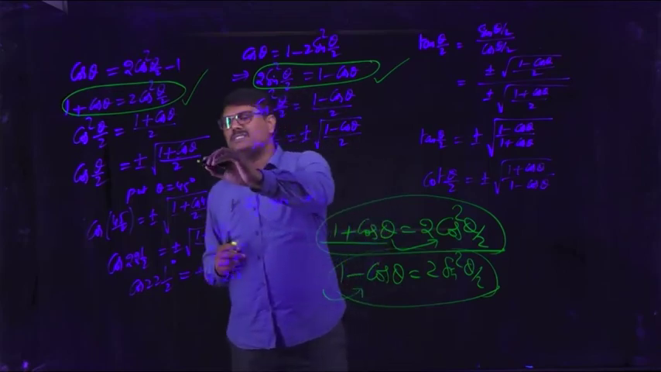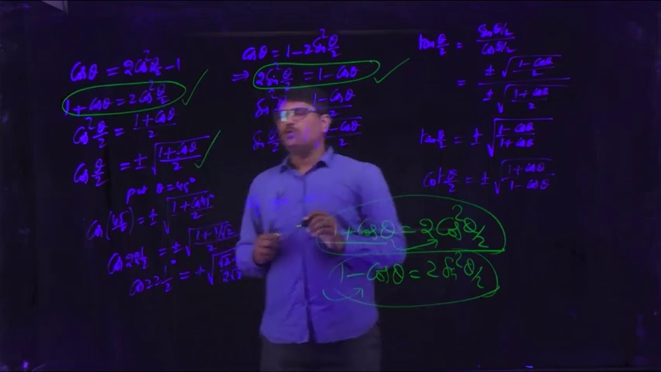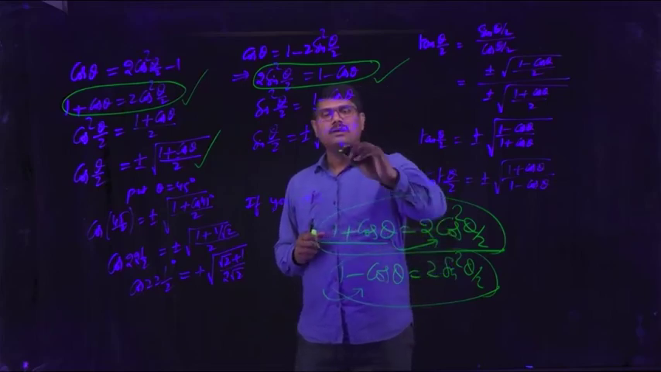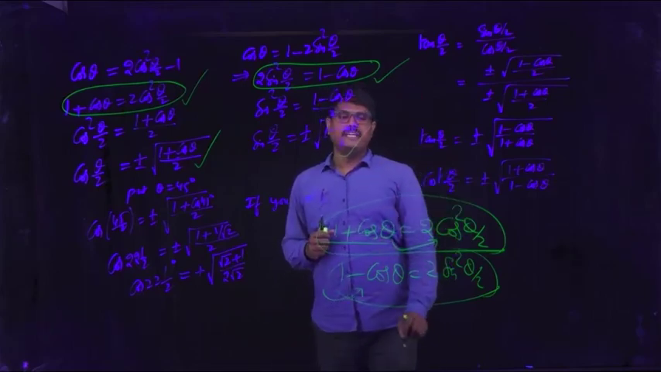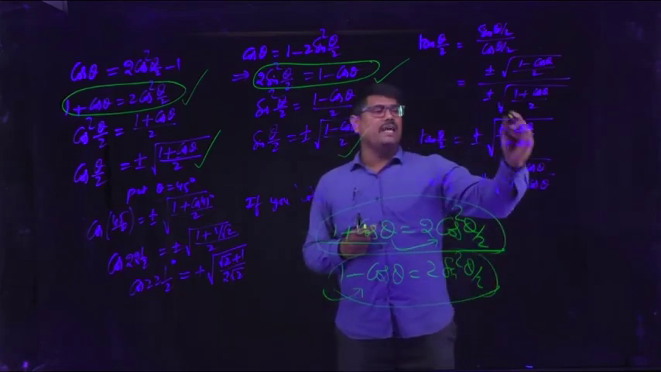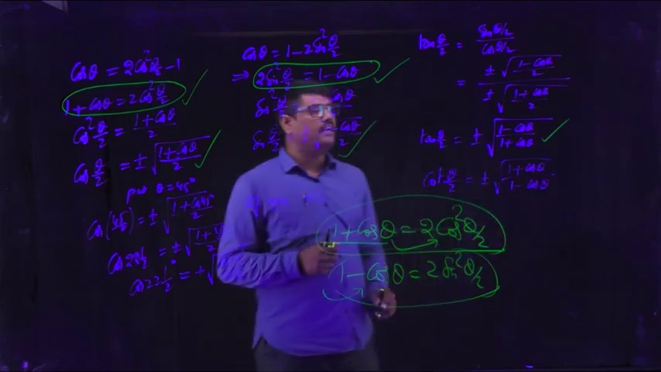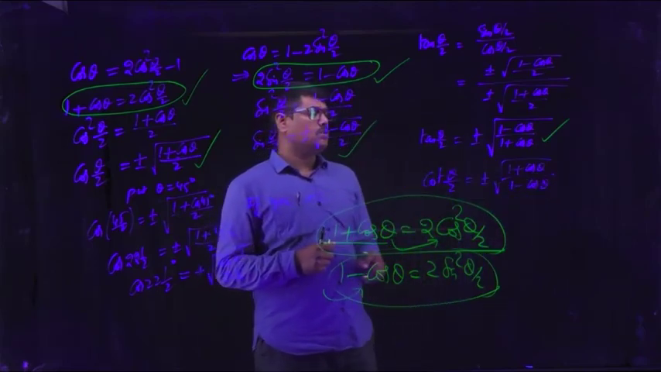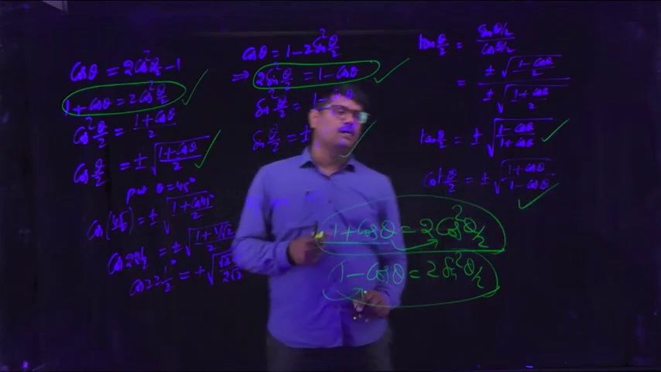Let me explain once again. The cos theta by 2 formula is plus or minus root of 1 plus cos theta all divided by 2. And this is the formula for sin theta by 2, which is root of 1 minus cos theta by 2. Doing sin by cos, you will get the formula for tan theta by 2, which is root of 1 minus cos theta by 1 plus cos theta, and its reverse will be cot theta by 2.